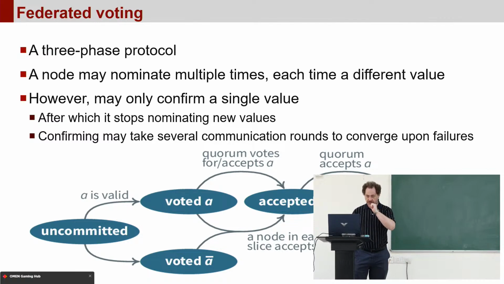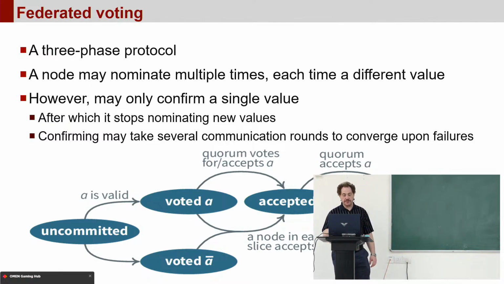So a node may nominate a particular value multiple times, or it may actually nominate different values, like change the vote and vote for different values. So that's the first stage. In the second stage, a node would confirm a single value, would commit to a single value.